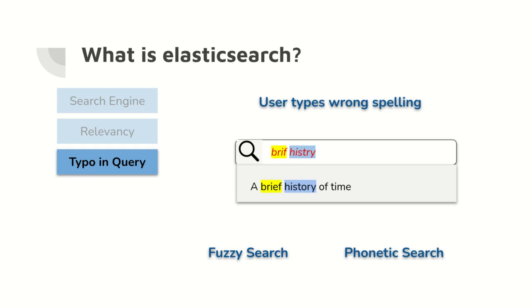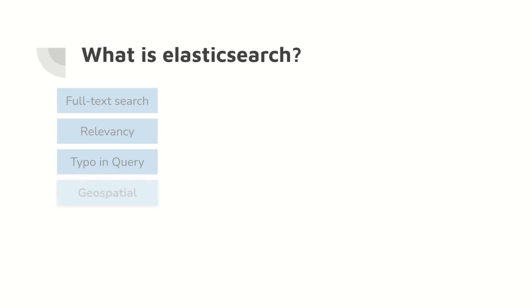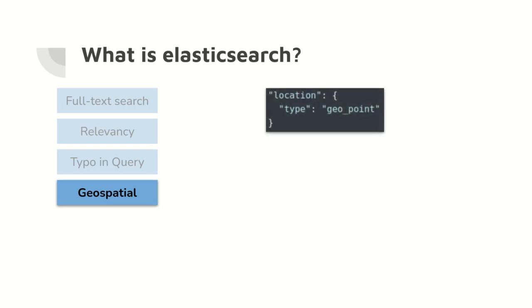These are the very simple and primary features of Elasticsearch. Now let us move on. Let us take another thing, a geospatial search. This is also a very interesting feature. Suppose you are creating a hotel search application, and Elasticsearch supports a data type called geopoint.